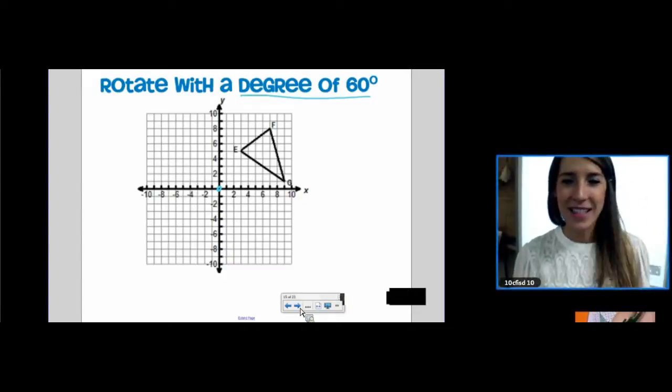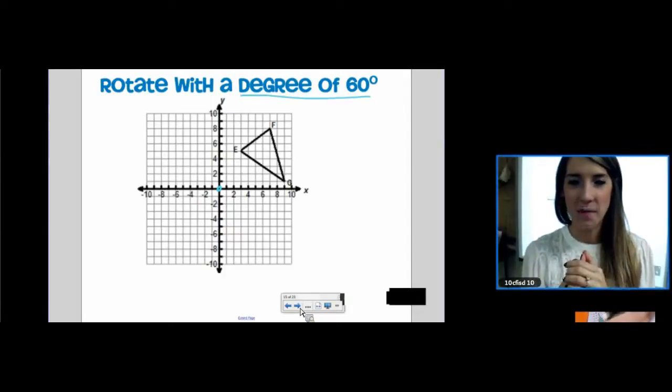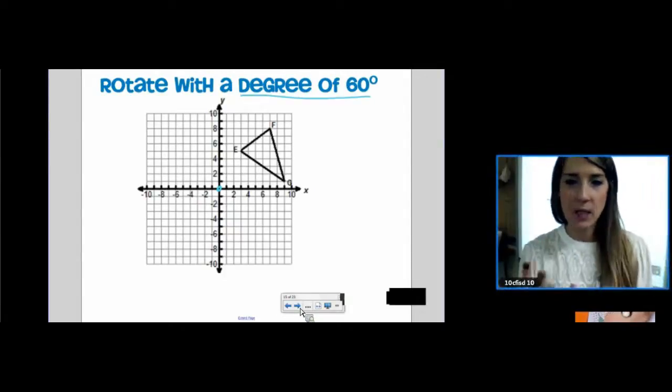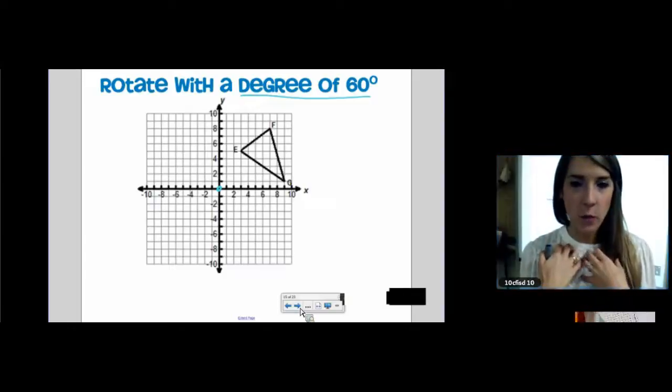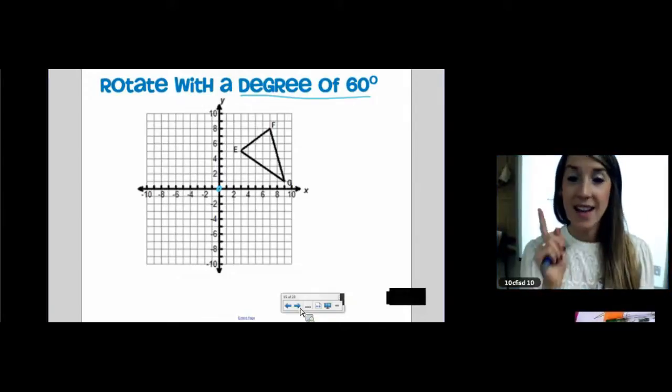The way that we'll do this is we'll take one vertice at a time. So let's start with the easiest one, which in my mind is E. What do you think we do first? I need your full focus. Connect E to our center of rotation.